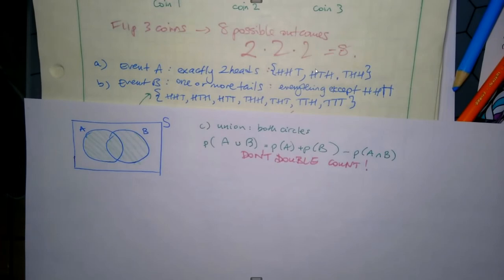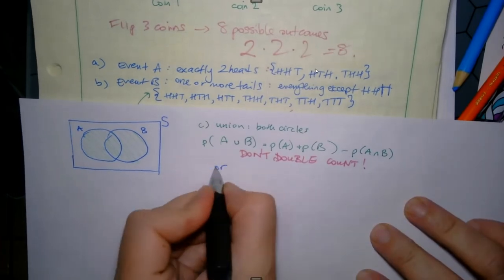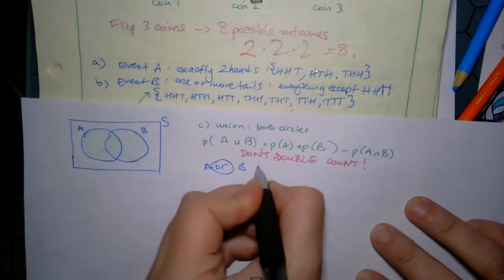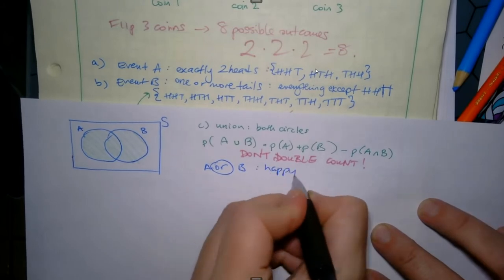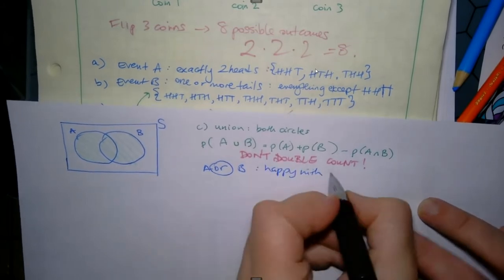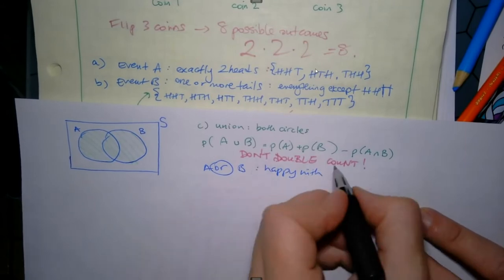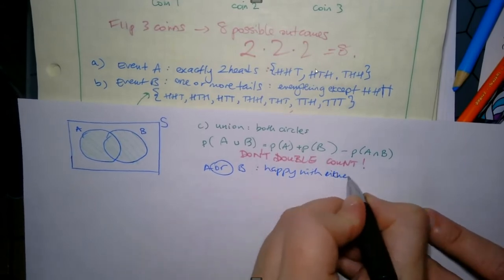So union is in either circle. I would say the easiest way to remember that one is "or." A or B, meaning you are happy with either. A happens, you're good. B happens, you're good. You're not very picky. Let's call it not picky.